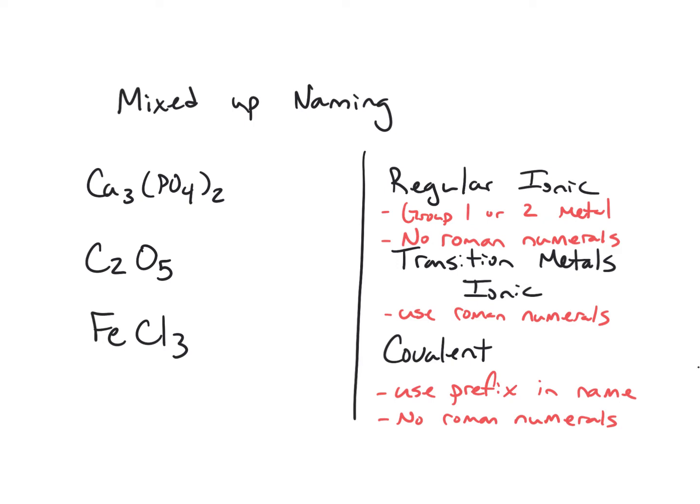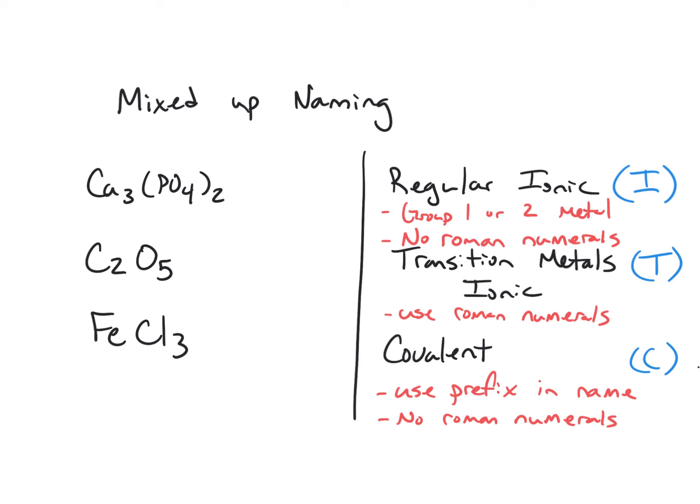Now I come up to a set of problems like you see on the left-hand side of the screen here, and I need to start trying to figure out how to name these. Well, the first thing I do is I go through each example and I put an I for ionic next to the ones that are just regular ionic. I put a T for transition metal next to any that are ionic with transition metals, and I put a C for covalent next to any of those that are covalent. That way, I know right away which ones are ionic, transition metal, and covalent.